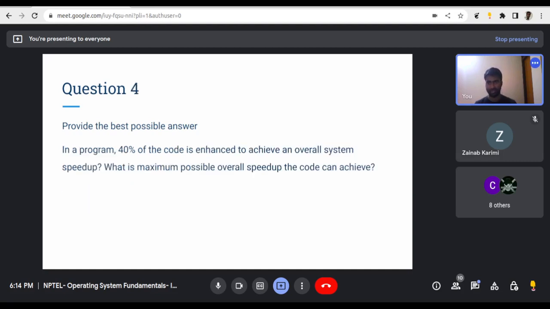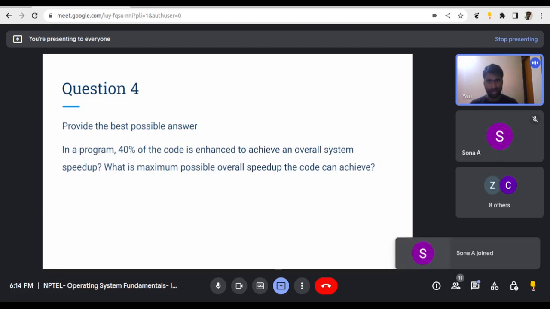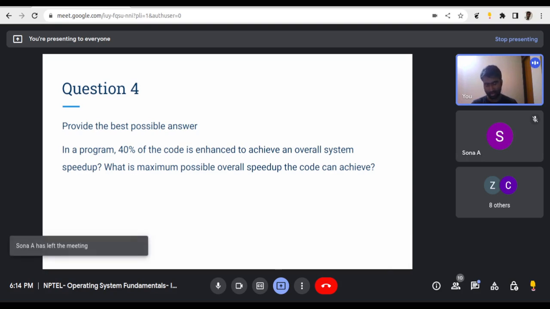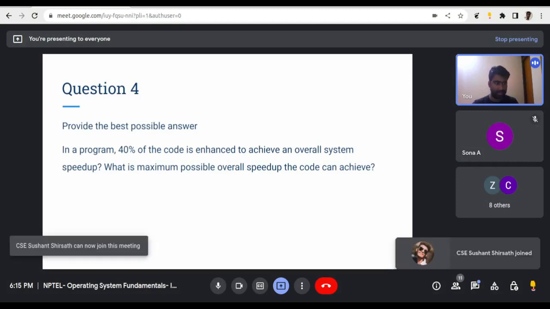Let's go to the fourth question now. In a program, 40% of the code is enhanced to achieve an overall system speed up. What is the maximum possible overall speed up that the code can achieve? Can you tell me? As you may know, this question is related to Amdahl's law. It is said that 40% of the code is enhanced to achieve an overall system speed up. So what is the maximum possible speed up that we can achieve with that?